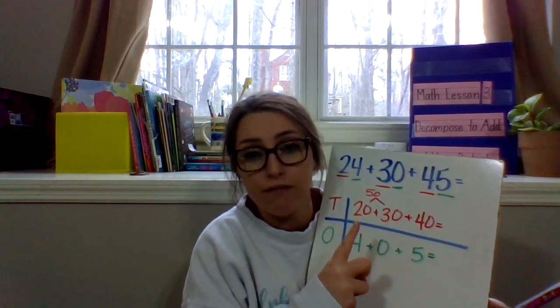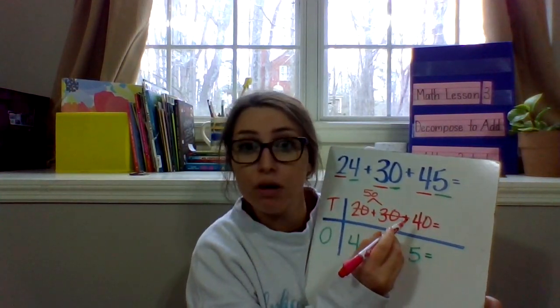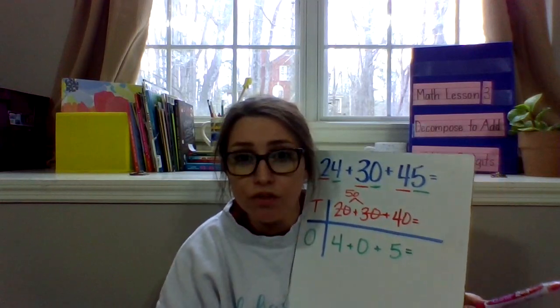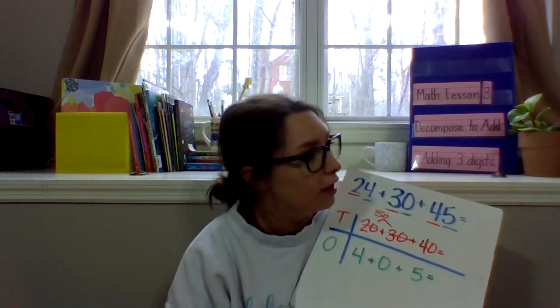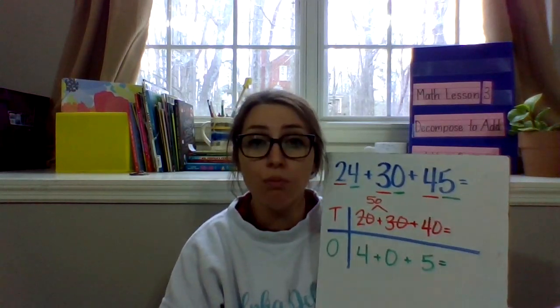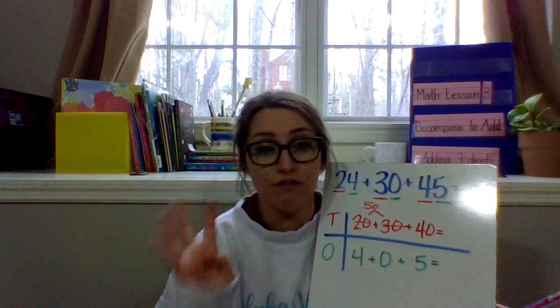Okay, but now that we've got our 50, we've used the 20 and the 30. We still have to add the 40 in there. So we're going to count on for this one. We'll start at 50 and we're going to add 4 more groups of 10. Okay. So let's start at 50. Ready? We're going to add 4 more groups of 10.